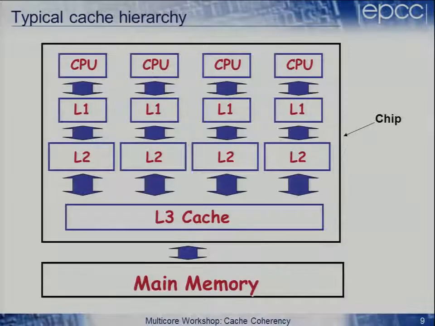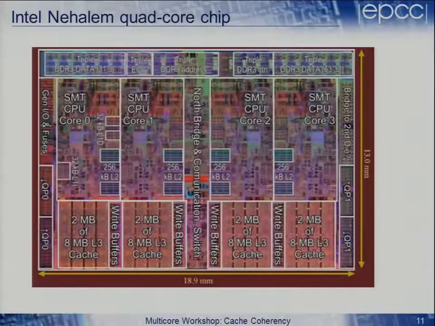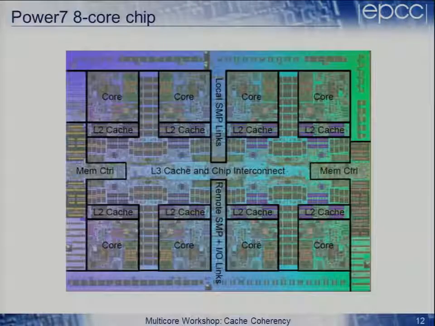Private L1, private L2, and a shared L3 with 4 cores. So that's the Nehalem from, I don't know when that was, 5 years ago. Sorry, I'm not very up to date. Power 7, very modern, a recently released 8-core chip. Again, 1, 2, 3, 4, 5, 6, 7, 8, each with their own L2 cache and a shared L3.